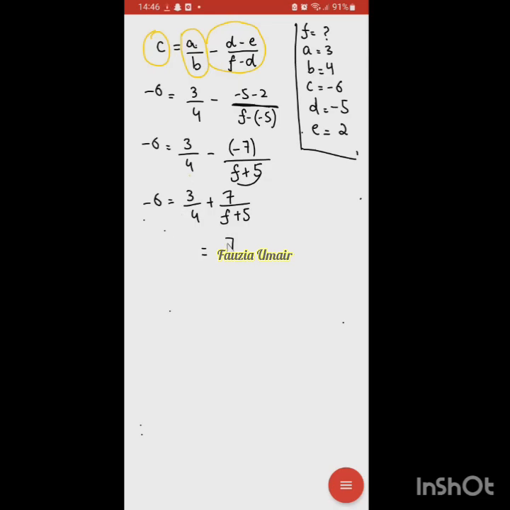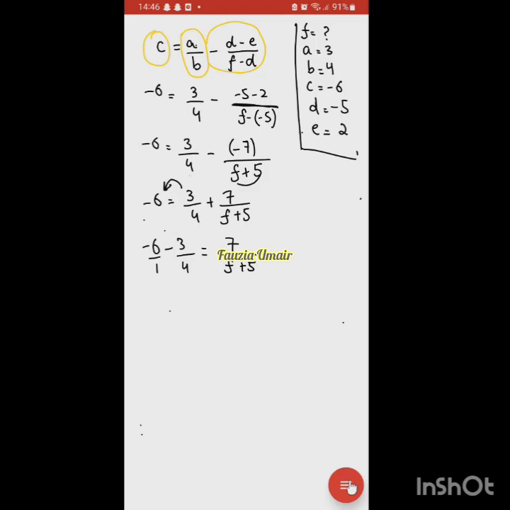We have to cross multiply, so we need one term on one side. This is fine here, but take this 3/4 on the other side of the equation. So this will be -6 minus 3/4. Are you getting this? Yes. Plus 3/4 was there, and when it went on the other side of the equation, it became -3/4.